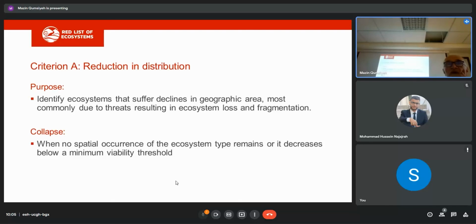And of course, when the ecosystem is too small, it can disappear or it can collapse. Some ecosystems need to be large enough to keep their function. If they are too small, the function of the ecosystem is lost, and it has collapsed.